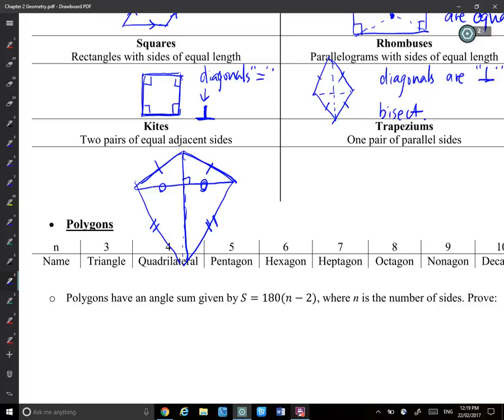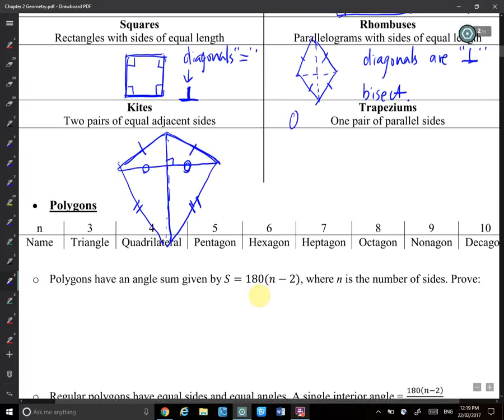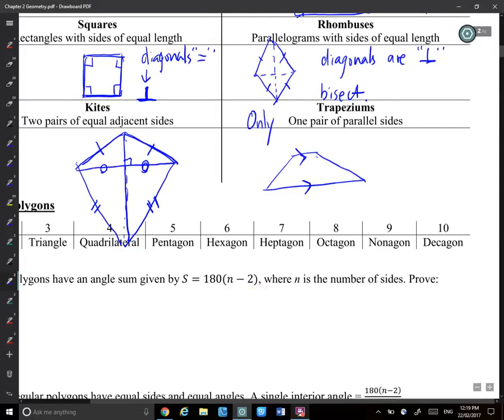Okay, a trapezium. A trapezium has one pair of parallel lines. So it only has one pair of parallel lines. If you have two pairs of parallel lines, then it becomes a parallelogram. So a trapezium will be like this. That's a trapezium, they're parallel to each other. Or I can say that is a trapezium as well. This one is parallel to this one.